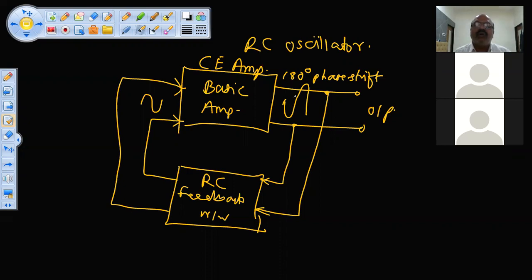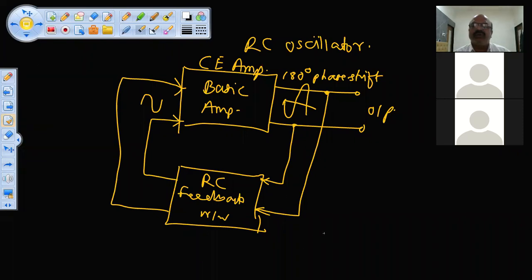Now, what does an oscillator want when we feed back this signal? I cannot feed it back as it is, because if I feed back a 180 degrees phase shifted signal, it will produce negative feedback. While an oscillator is a case of positive feedback, you must give positive feedback. So you need to again phase shift this signal by 180 degrees.